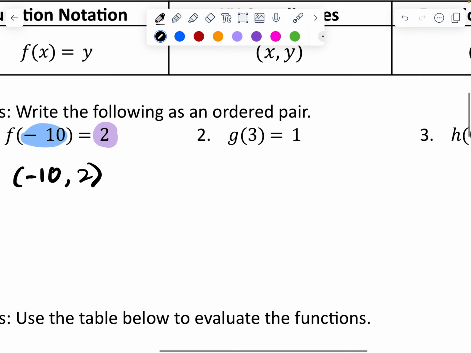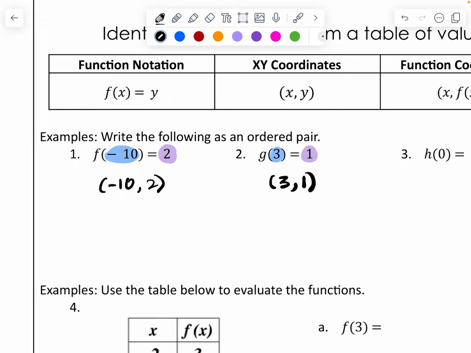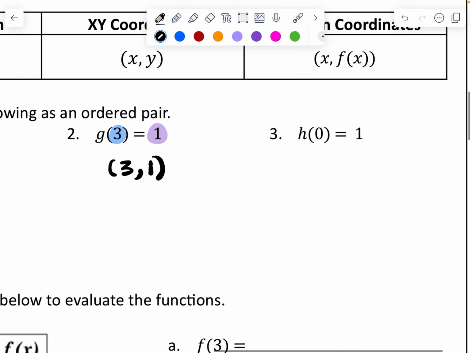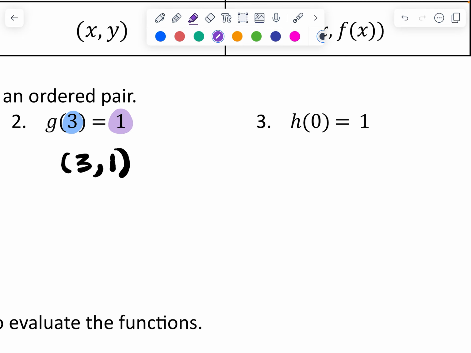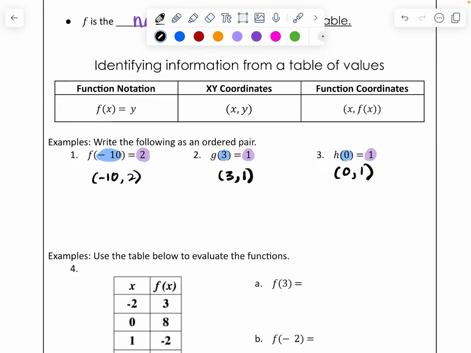In number 2, g of 3, so in this case, the name of the function is g. 3 is your input, 1 is your output. The ordered pair would be 3, 1. And number 3, we have h of 0. The function is h. The input is 0, and the output is 1. So your ordered pair is 0, 1.